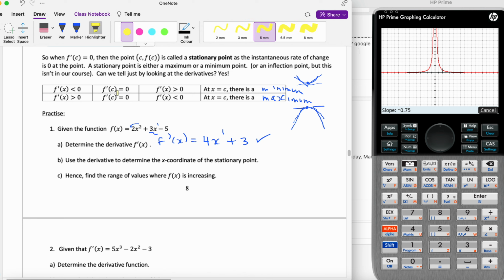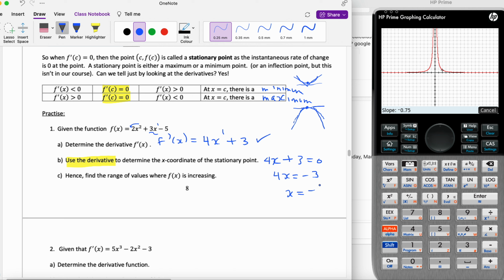Okay, use the derivative. So this is a command for you to not just throw this on the calculator and see where the stationary point is. But what we're going to do is we know that the stationary points are always at the derivative being exactly 0, right? There's no slope, right? The slope here is 0, the slope here is 0. So what we're going to do is you take your derivative and you set it to 0. This will always work. Okay, so we're getting -3/4.